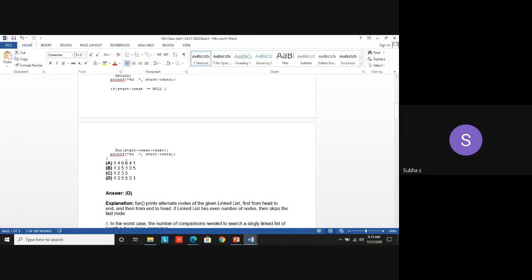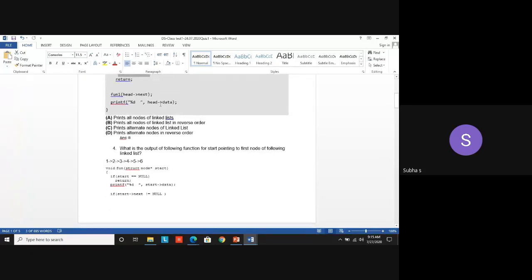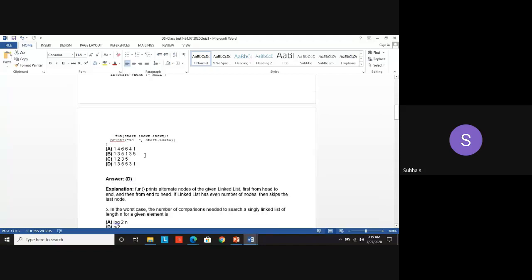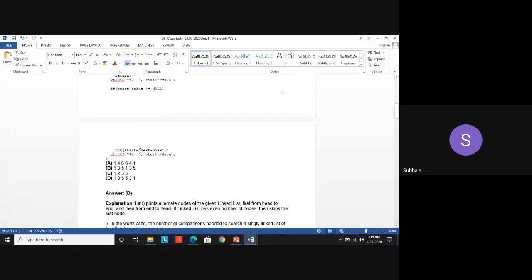Then it won't stop. Normally, if I reach the end of the list, the routine will continue and print in reverse order. So only I mentioned this question first. You'll get the list in the reverse order. But here I am printing from the starting itself, the alternate nodes, because I am calling the function with start arrow next.